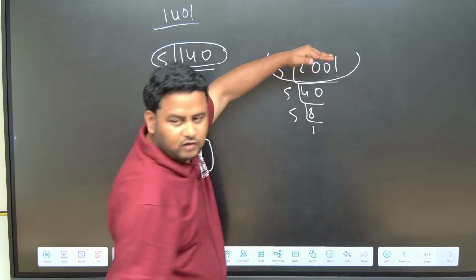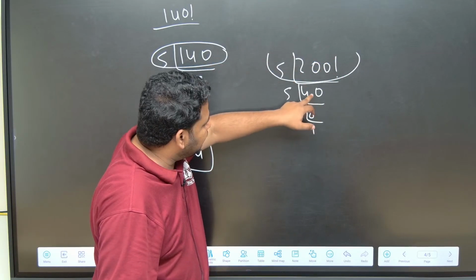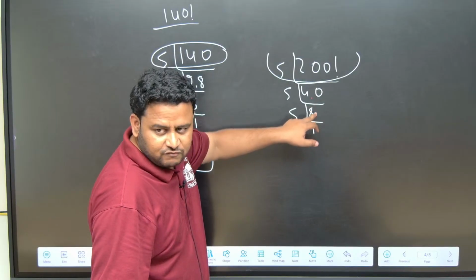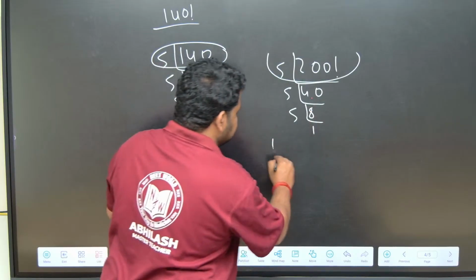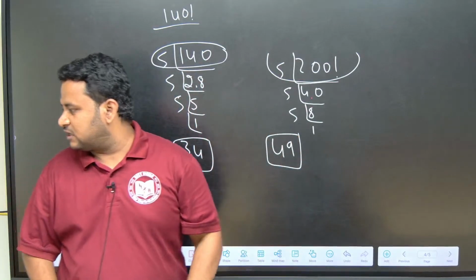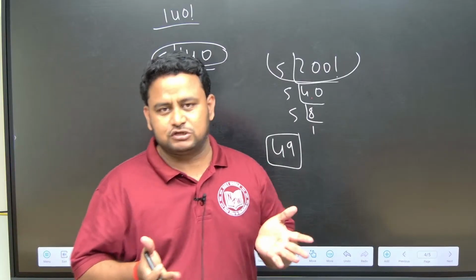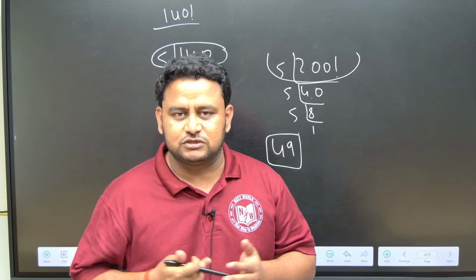Leave this. Whatever the question that is given, leave it. So, the remaining things you add. What is here? You have to add. 40 plus 8 is 48. 48 plus 1 is 49. So, the number of zeros is what? 49. Clear? I hope it is clear. So, this is about the number of zeros concept.